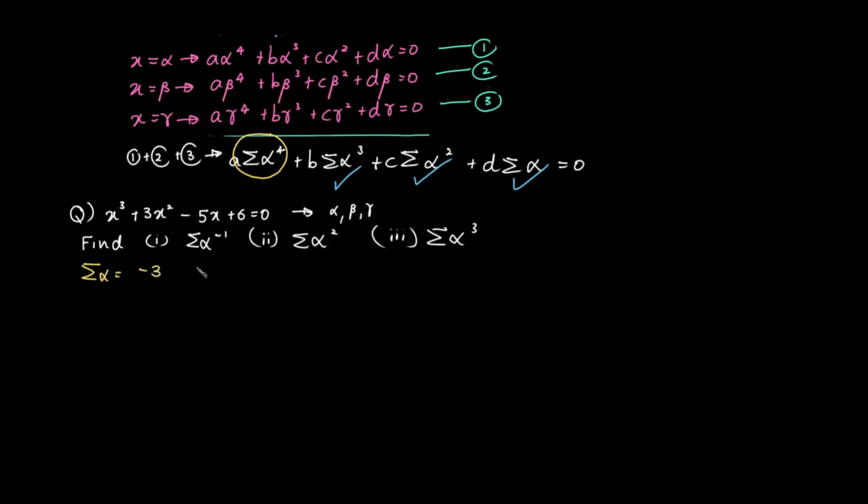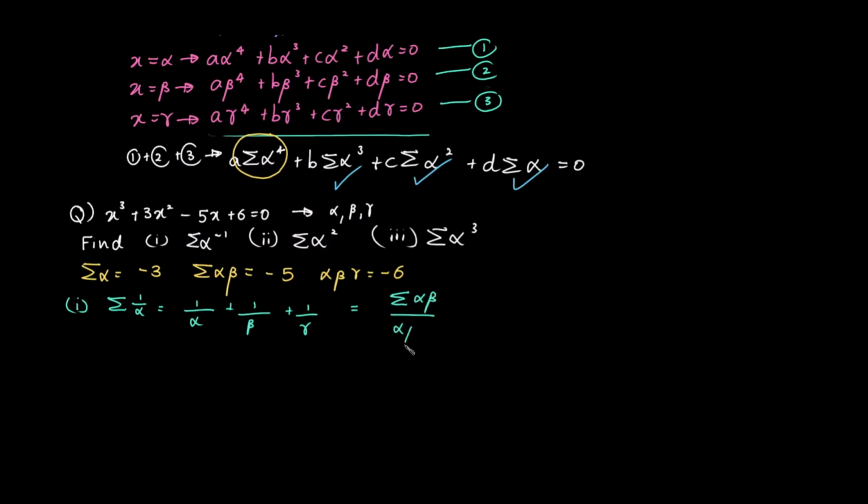Alright, so let's find out sigma alpha, that is minus 3, and sigma alpha beta is minus 5, and alpha beta gamma is minus 6. Sigma alpha to the power of minus 1 is obviously 1 over alpha plus 1 over beta plus 1 over gamma. That's nothing but sigma alpha beta over alpha beta gamma. So just directly substitute these values for those two and you get the answer 5 over 6.